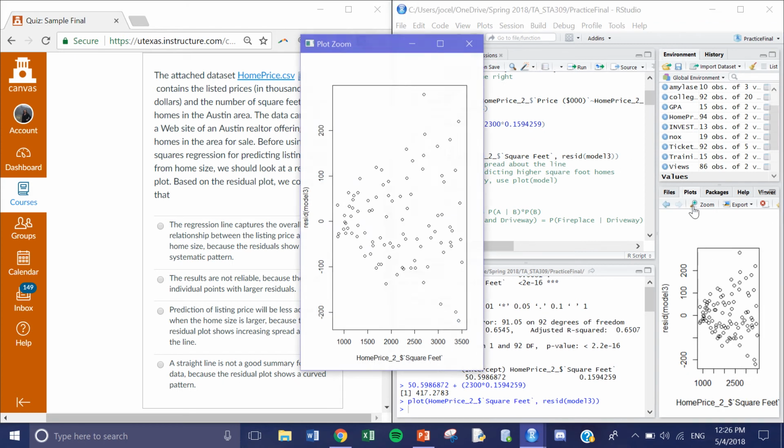And I see that this plot is a fan. It shows increasing spread, which basically means that as the square footage of houses increases, this model is worse at predicting bigger square footage houses. So for about a 4,000 square foot house, the model is not as good at predicting the price, whereas for a 1,000 square foot house, it's a lot better at predicting the price.